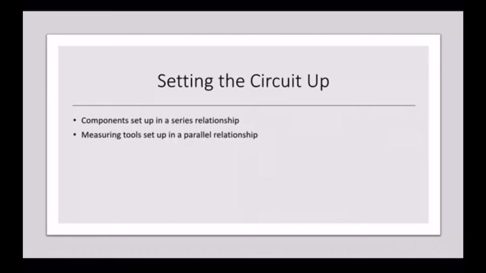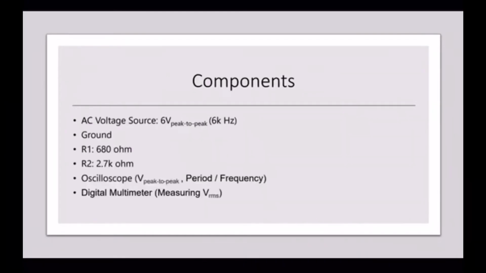Setting the circuit up, our components will be set up in a series relationship with each other, while our measuring tools will be set up in a parallel relationship across the AC voltage source. Our circuit will consist of our AC voltage source, set to 6 volts peak to peak to 6,000 hertz. We're going to have our ground point.